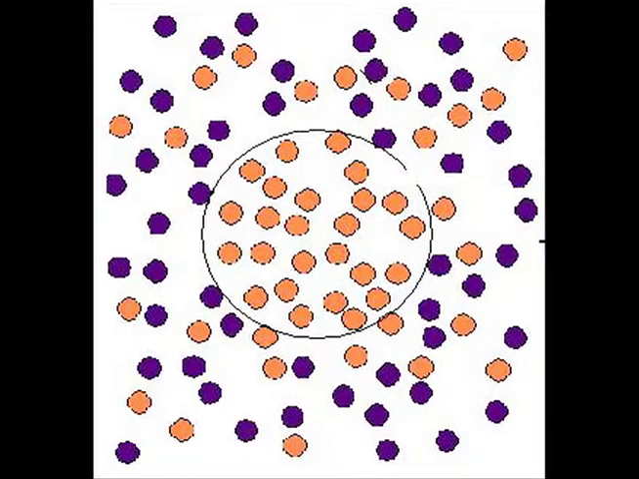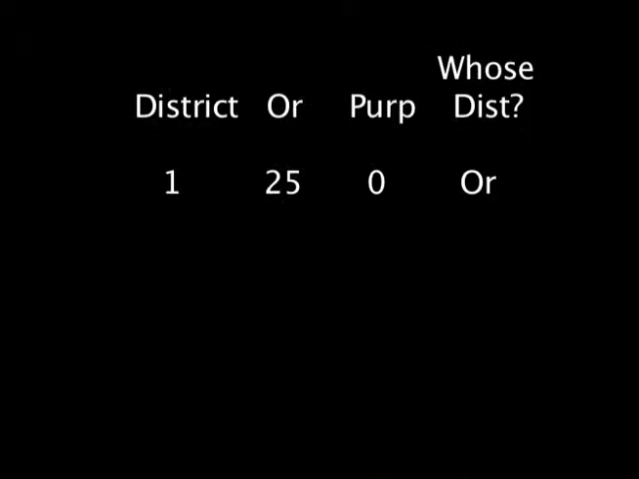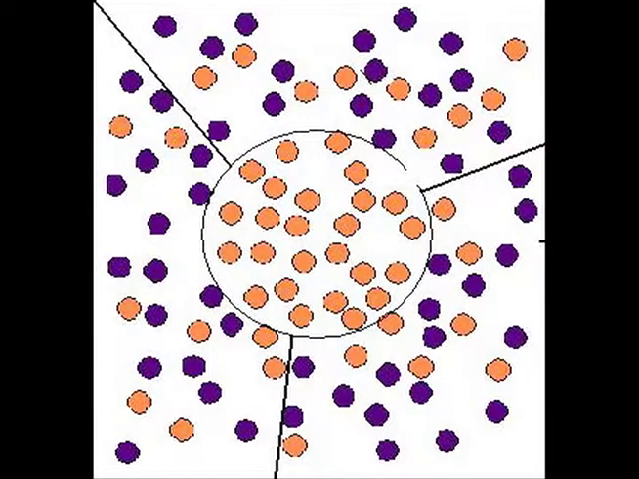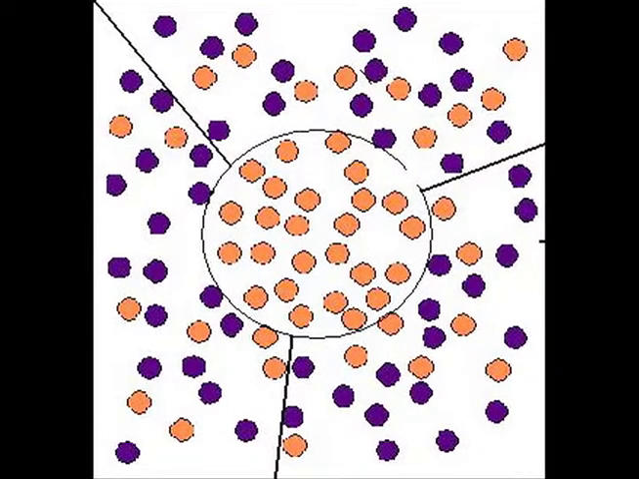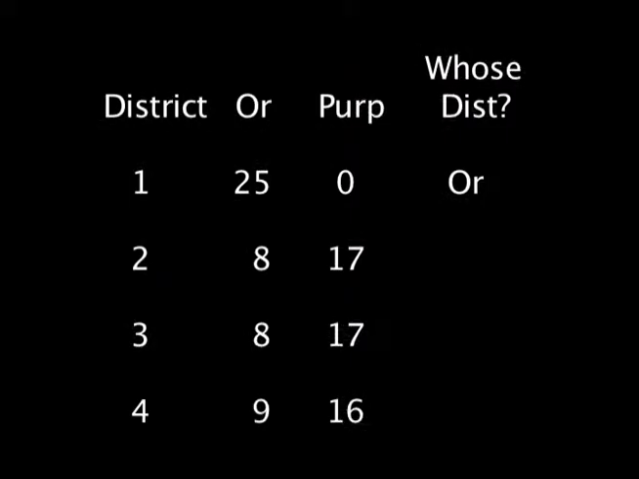Here's what they will do. They will concentrate the oranges into one district. They will lose that district. That district will be sacrificed. But now there are fewer oranges in the other 3 districts. In fact, there are exactly 25 oranges left to be split among 3 other districts, 8 or 9 per district. But all 50 of the purples are in those districts, so 16 or 17 purples per district.